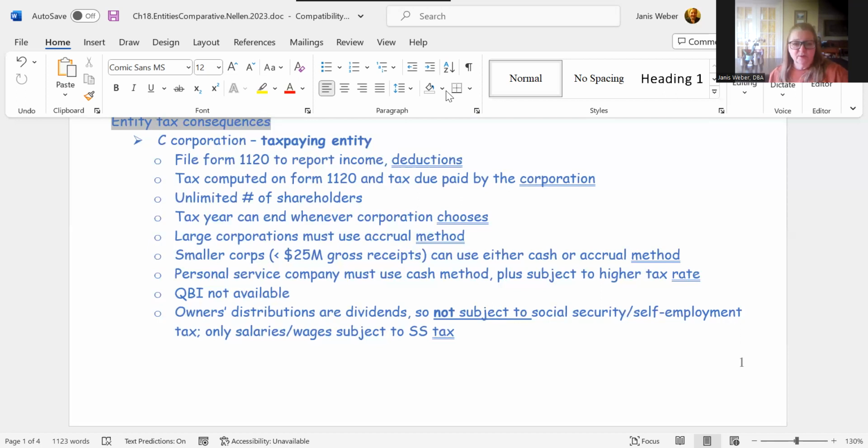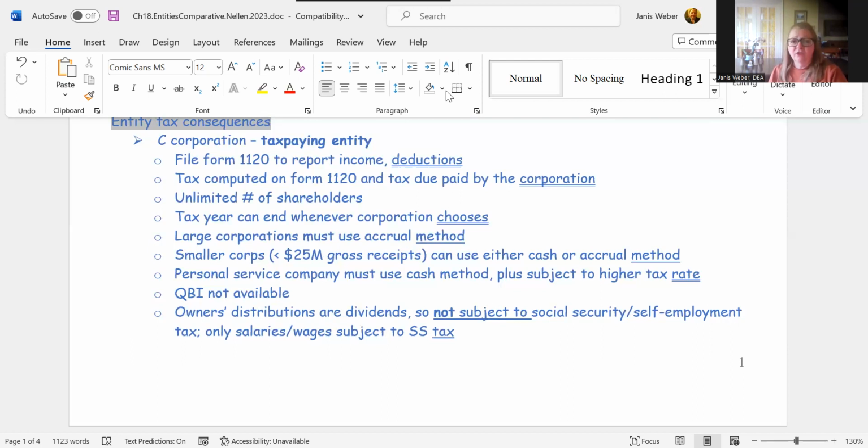So still 21% right now. And then the next thing, QBI, the qualified business income deduction, is not available for corporations. So there's going to be a problem in some of these chapter exercises where they ask you, what's the difference if we're a corporation or an S corporation or maybe a partnership?